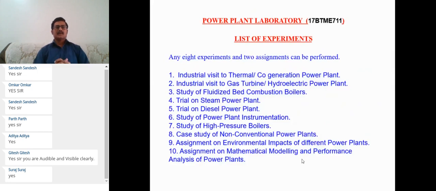This particular slide shows the different experiments which are part of the power plant engineering laboratory. Out of these 10 experiments, we are going to cover any 8 experiments, and the 2 assignments can be performed. So almost everything is compulsory. We will say that there is an industrial visit to the thermal cogeneration power plant.